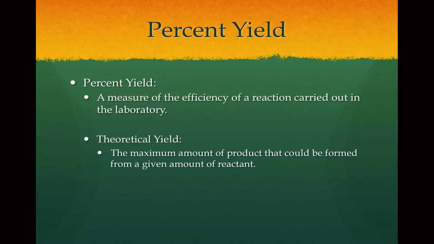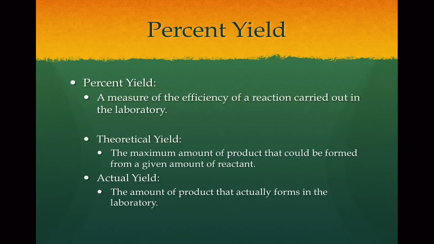To understand percent yield, we need to define a couple of other terms that we will use when doing percent yield calculations. The theoretical yield is the maximum amount of product that could be formed from a given amount of a reactant. So basically, we're looking at the reactants that we have and we're figuring out what could be the maximum possible yield in a perfect world, if everything goes exactly according to plan with no error.